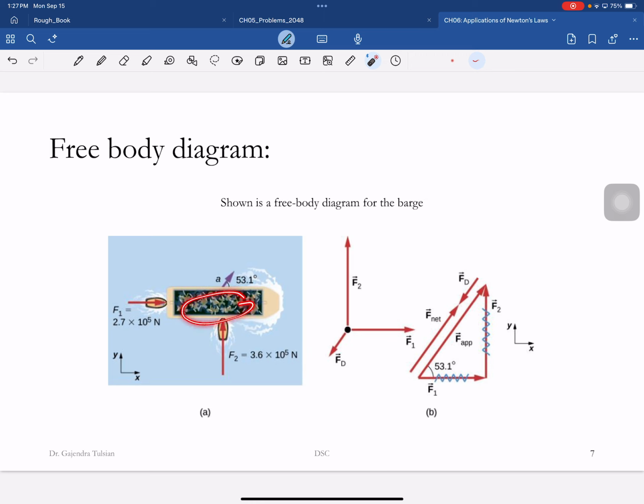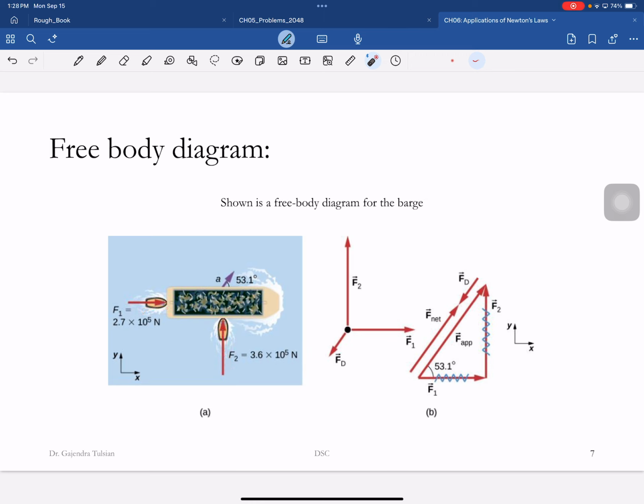Here's a barge. He has linear acceleration. It's not spinning. So there's this force that's being applied by this tugboat. This force is passing through the center of mass. This force is also applied such that it's passing through the center of mass. Now, if another boat pushed in this direction, then the barge would spin. So here we are applying forces through the center of mass.